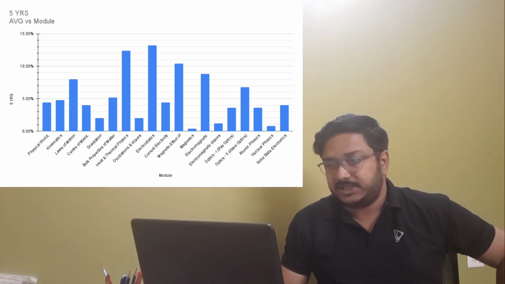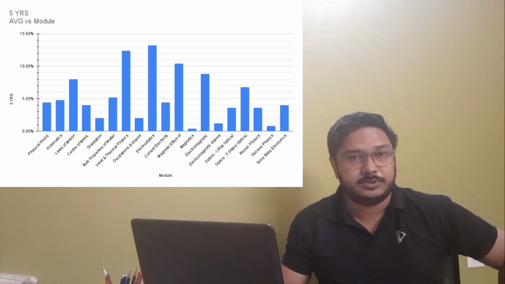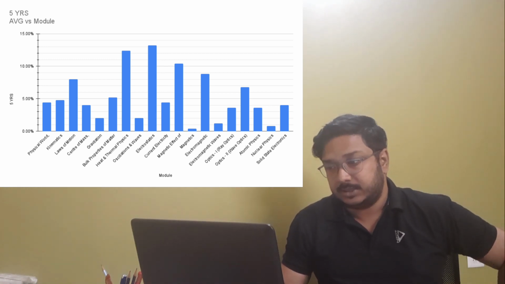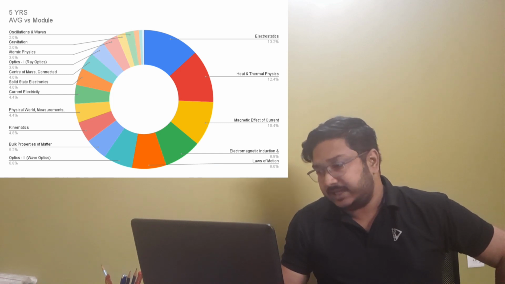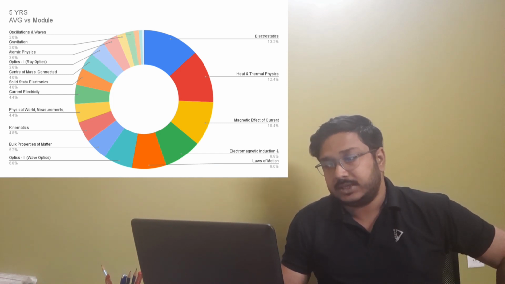So now let's see the pie chart which shows the average marks distribution in the last 5 years. As you can see, as I have said, the major chunk is electrostatics, heat and thermal physics, magnetic effect of current, electromagnetic induction and AC, and the fifth one is laws of motion.